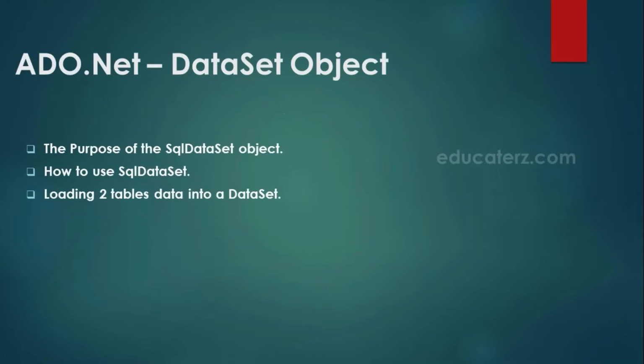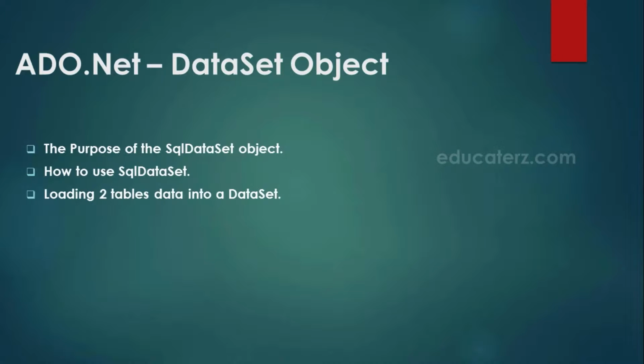In this video session, we'll see about a dataset object, the purpose of the dataset object, how to use it, and loading two tables data into a dataset. The purpose of the SQL dataset is to avoid communicating with the database every time for getting some data, and to manipulate the data which is inside a dataset. We'll see how to use the SQL dataset, and we'll see an example of how to load two tables data into a dataset.